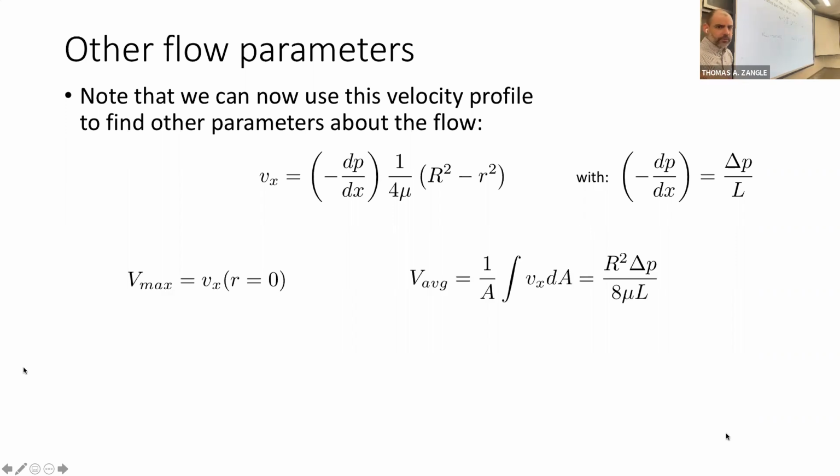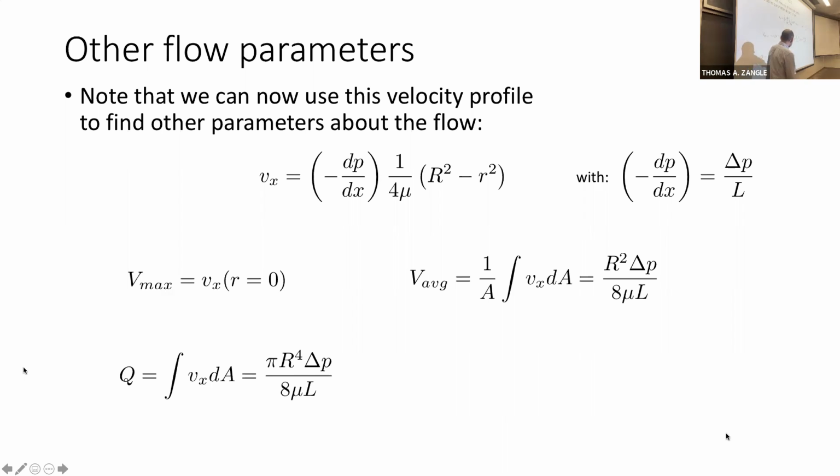And we can find the other parameters like V average, 1 over area times the integral of Vx dA. Again, this was discussed in chapter 3, but we can evaluate this for this flow. So R squared delta P over 8 mu L, if we evaluate that integral. Q, right? The overall flow rate, the volumetric flow rate through the pipe.